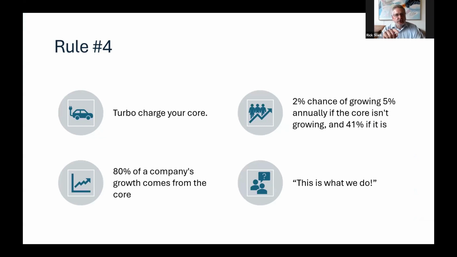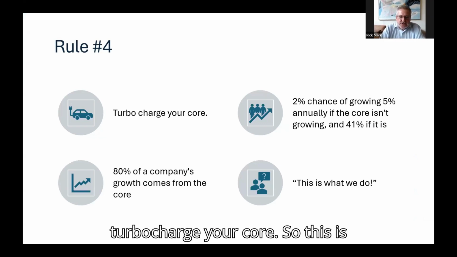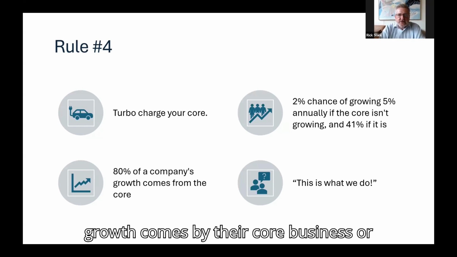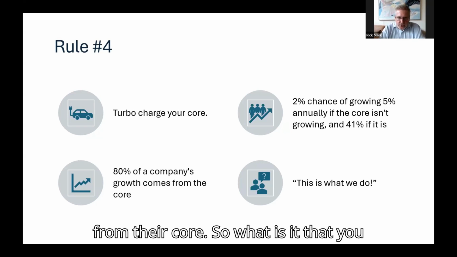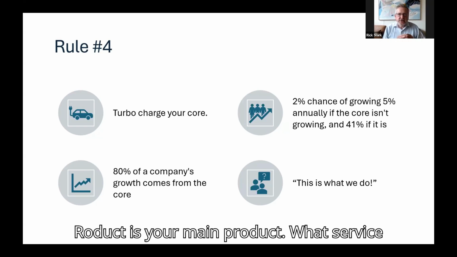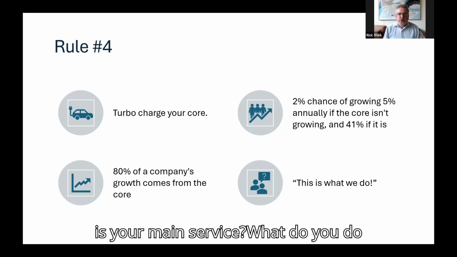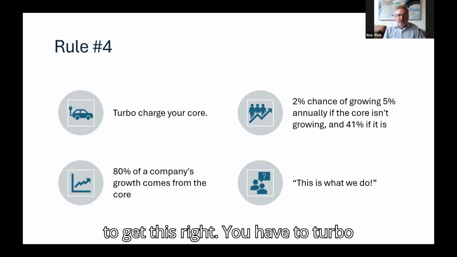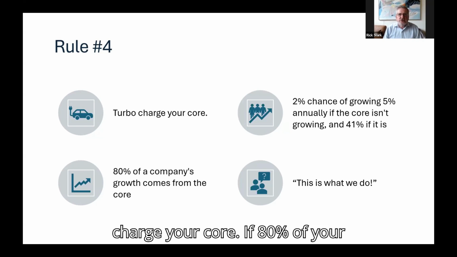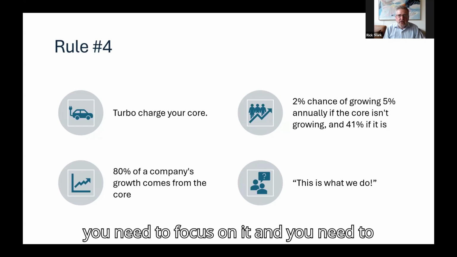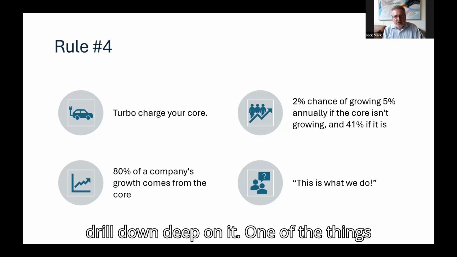Rule number 4, turbocharge your core. So this is really important. 80% of a company's growth comes from their core business. So what is it that you do? What is the main thing you do? What product is your main product? What service is your main service? What do you do as a core part of your business? You have to get this right. You have to turbocharge your core. If 80% of your profits, 80% of your development comes from your core, then you need to focus on it and drill down deep on it.